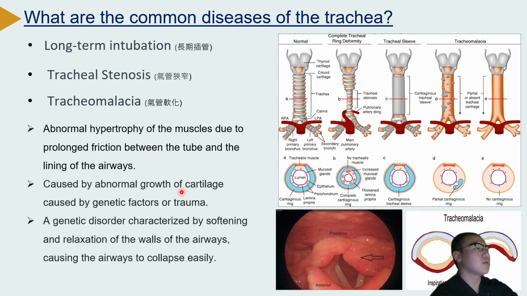The first is caused by abnormal hyperplasia of the mucosa due to prolonged friction between the tube and the lining of the airway. The second is caused by abnormal growth of the cartilage, caused by genetic factors or tumors. The last is a genetic disorder characterized by softening of the walls of the airways, which causes the airway to collapse easily.